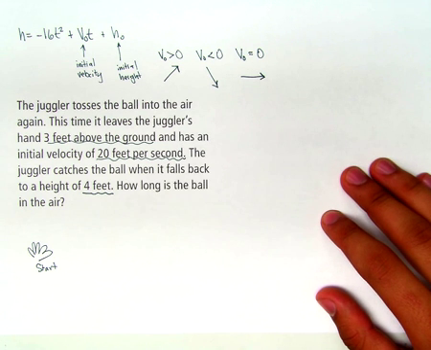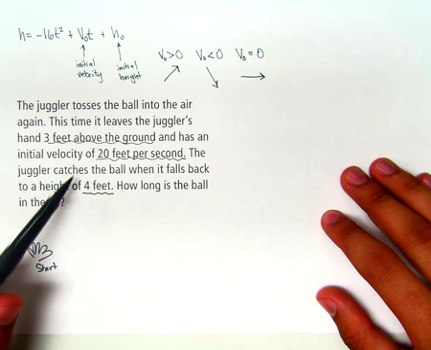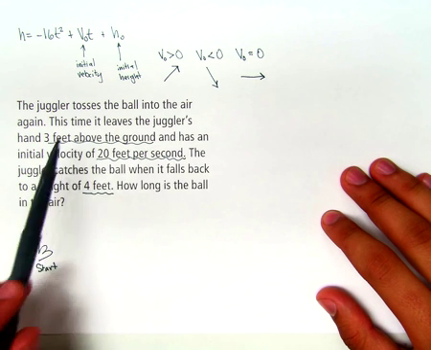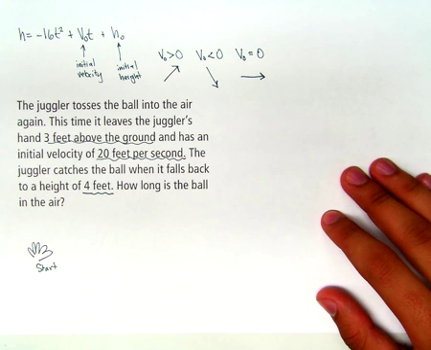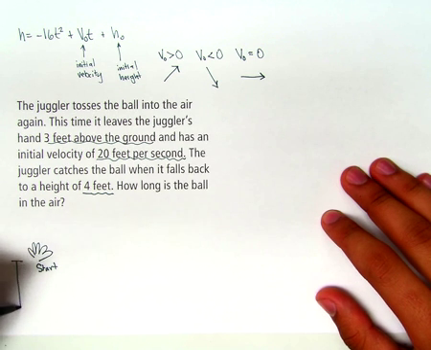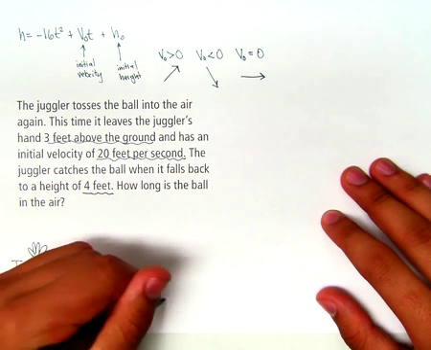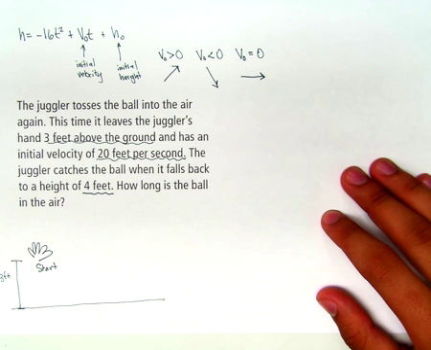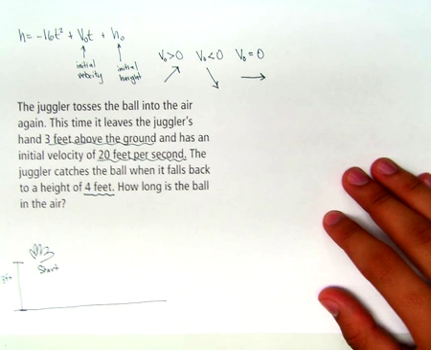Alright, what piece that we underline goes with the start? Three feet above the ground. When the ball's in his hand before he throws it, it's at 3 feet above the ground. So here is 3 feet. I'll draw the ground as well.